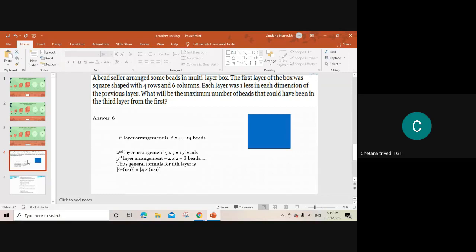We have to find the maximum number of beads that could have been in the third layer from the first. So the third layer arrangement will be 4 multiplied by 2, so it will be 8 beads. So the general formula will be (6 minus (n minus 1)) multiplied by (4 minus (n minus 1)).